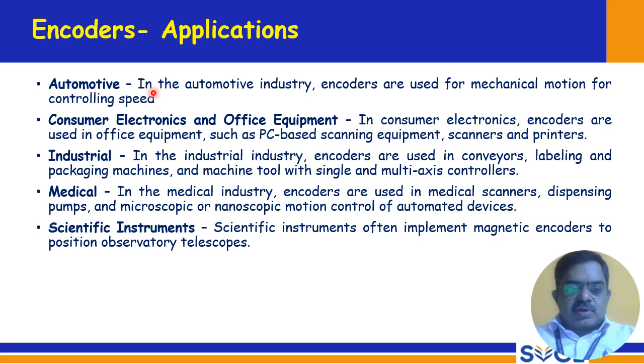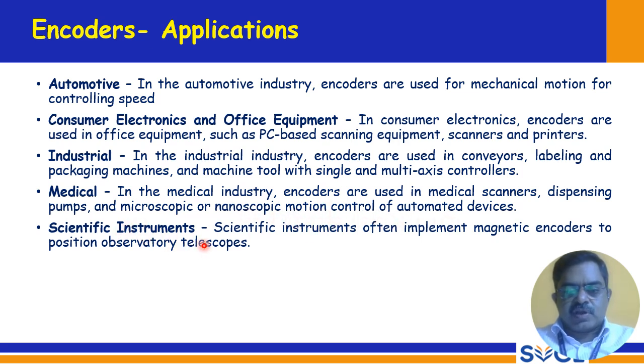In the automotive industry, encoders are used for mechanical motion and for controlling speed. In consumer electronics and office equipment, encoders are used in PC-based scanning equipment, scanners and printers. In the industrial area, encoders are used in conveyors, labeling and packaging machines, and machine tools with single and multi-axis controllers. In the medical area, encoders are used in medical scanners, dispensing pumps and microscopic or nanoscopic motion control of automated devices.